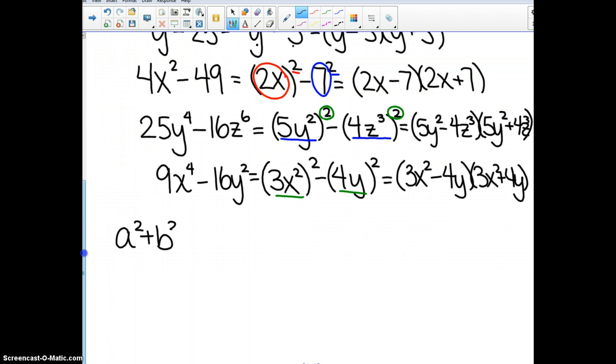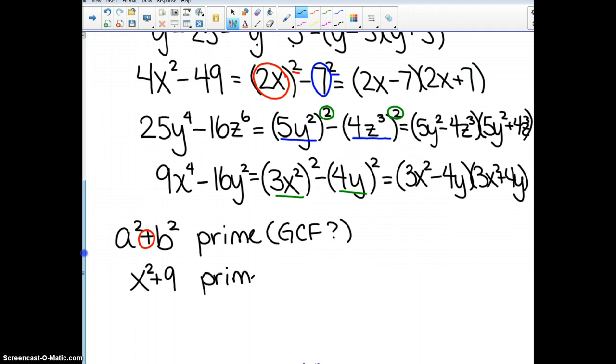If there is a plus sign in between your squares instead of a minus sign, okay, a squared plus b squared, that polynomial is going to be prime unless there's a greatest common factor that can be pulled out. So if we have x squared plus 9, that's a prime expression, it's not going to factor.